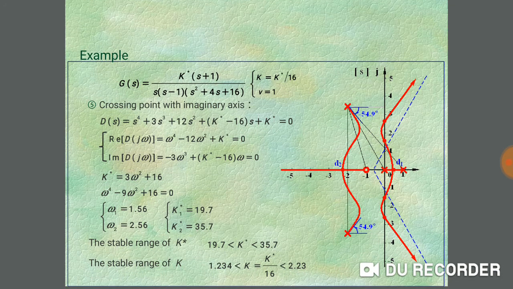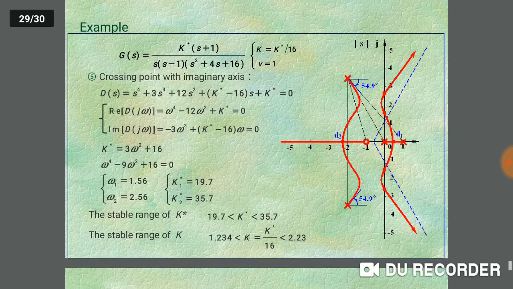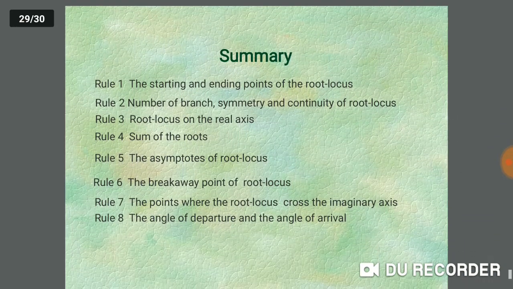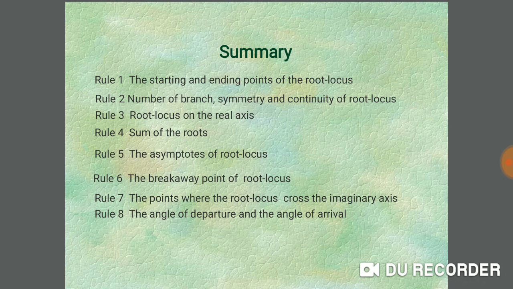With the help of this Routh array we can calculate k1 and k2, and here it is written that the stable range for k is 19.7 less than k less than 35.7. That is the stability range for k also. Then, as we discussed all the things with respect to the root locus, it is very easy to draw the root locus for any given closed loop system. We just have to follow the steps, as we discussed.